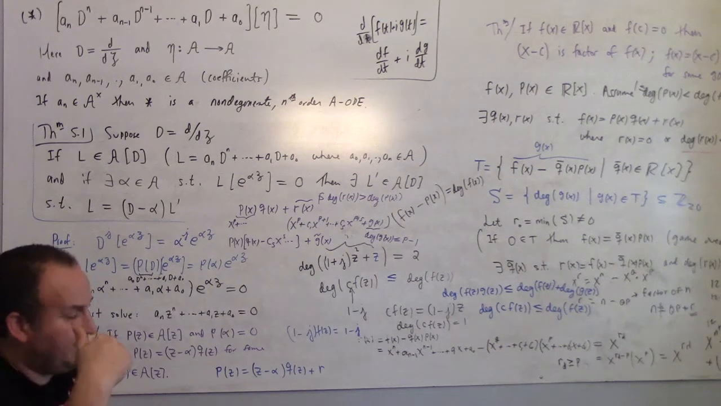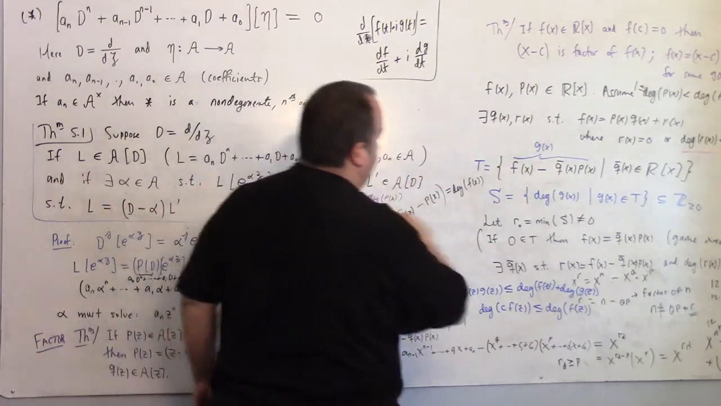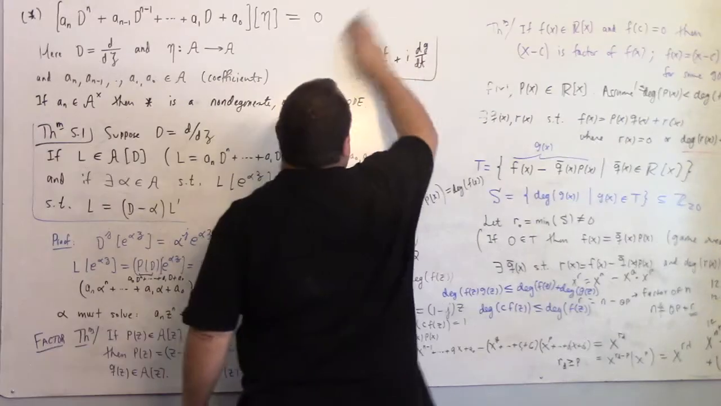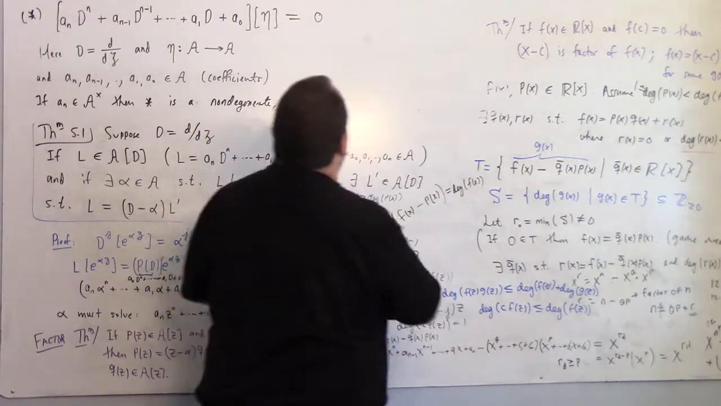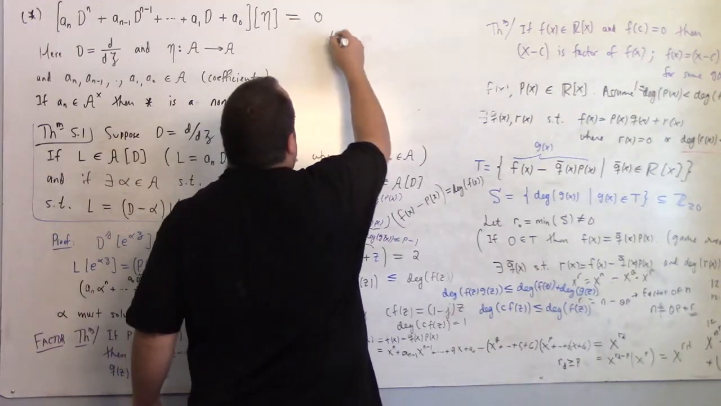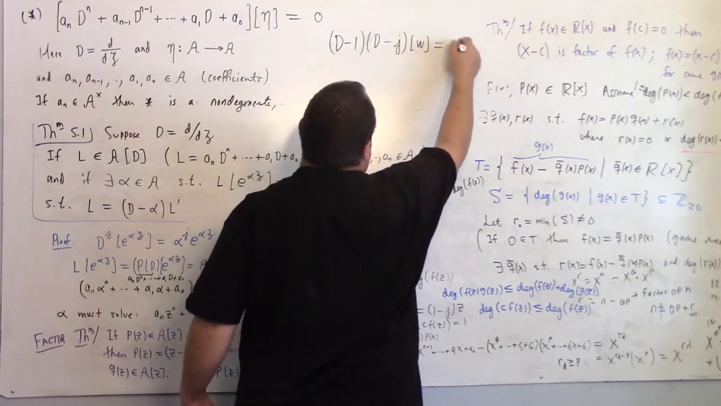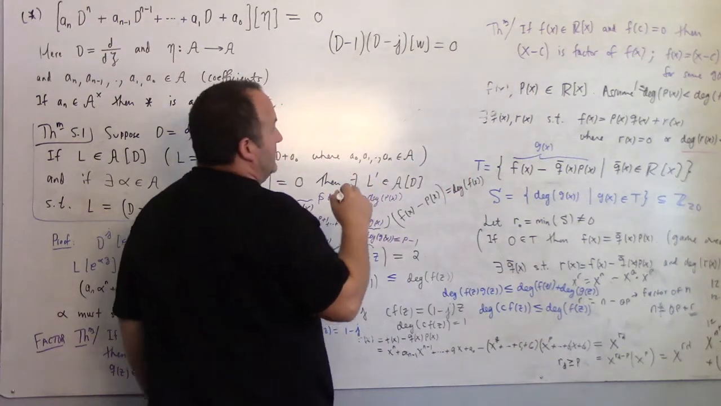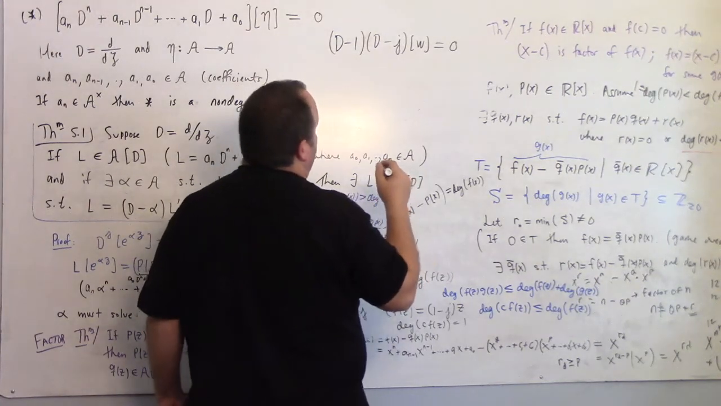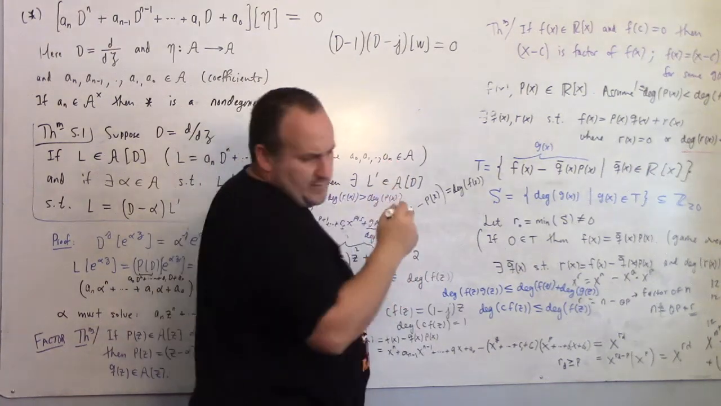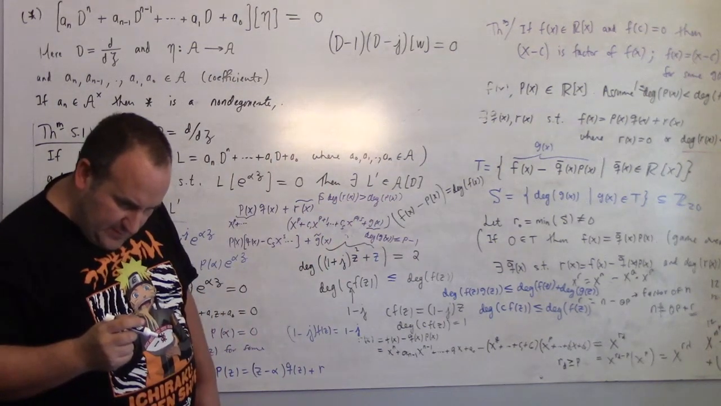This will be the last thing we do today. I'm going to try to write that up carefully. So if I have (d minus 1)(d minus j) w equal to 0, which one did I do first? I'm trying to do 5.8, and I'm trying to remember which one I did first.